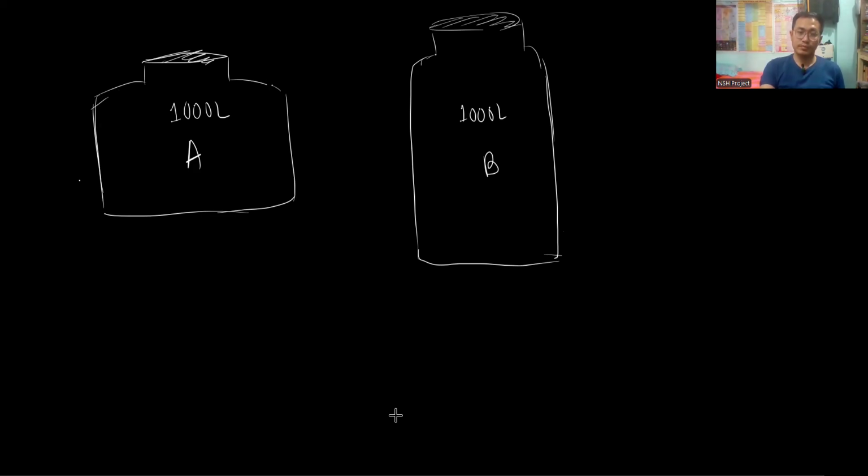B, sir. According to Lakshmi, B has more pressure. Saila says A. Anjali says B. Okay fine, Lakshmi, why B? Sir, the height is more.